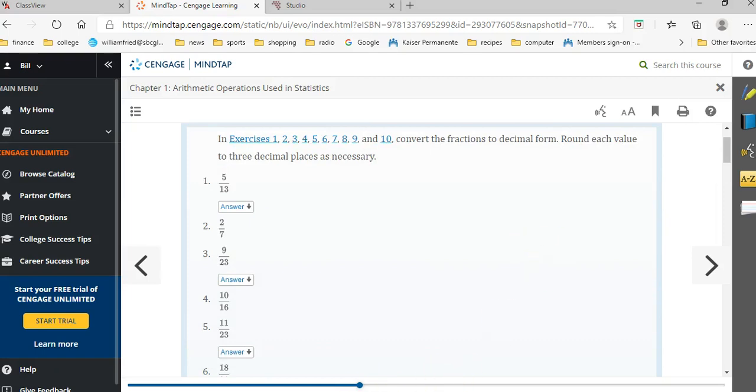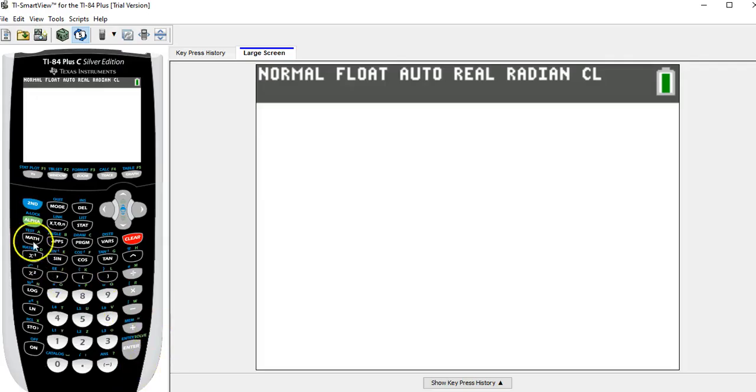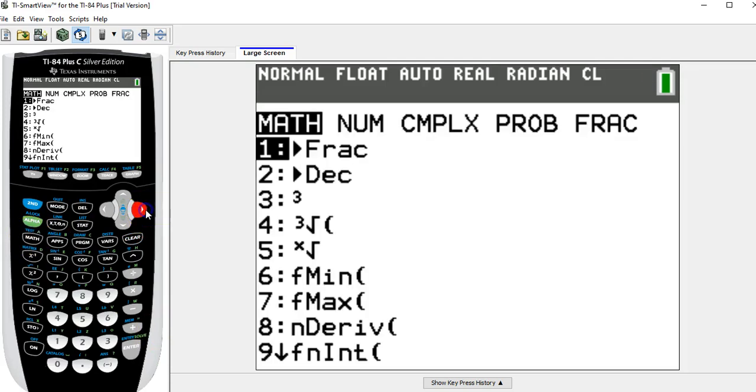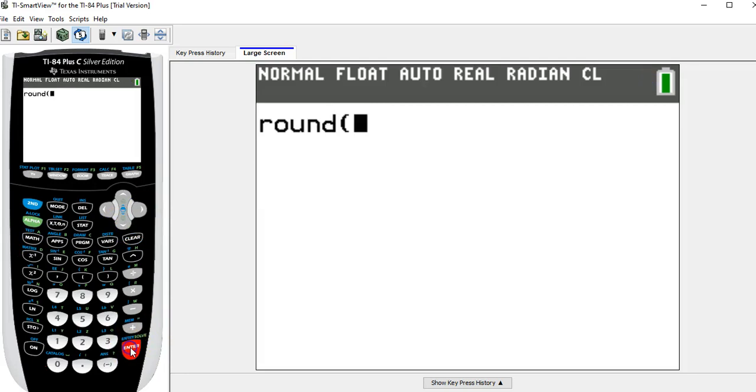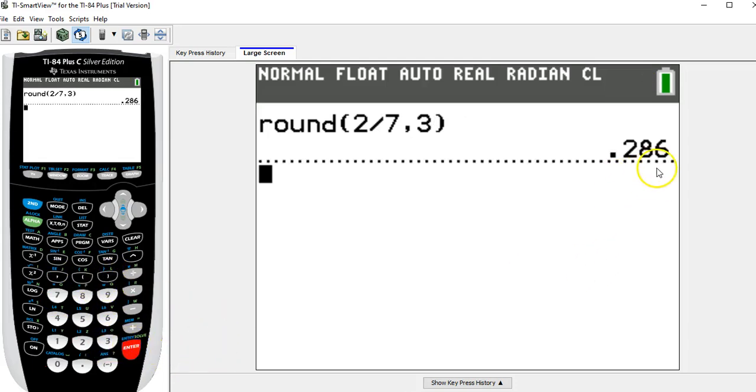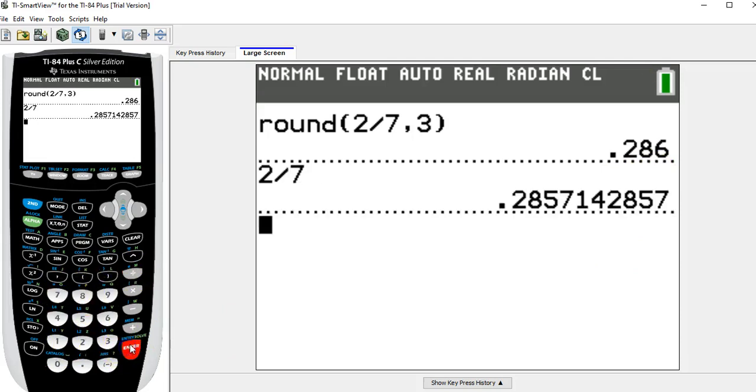Because there's a rounding involved, I'm going to go to the calculator, start with math, num, round, and I'm going to go 2 divided by 7, and to get three decimal places, comma, 3, close the parentheses, and that gives me the correct answer, 0.286. You might notice that if I just go 2 divided by 7, it'll give me a much longer decimal, and if we round this off to three places, we get the 0.286. So you can go right to the round thing to get the answer immediately.